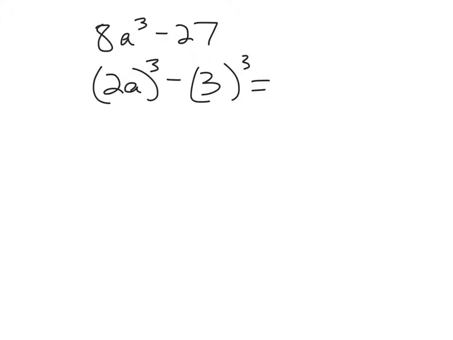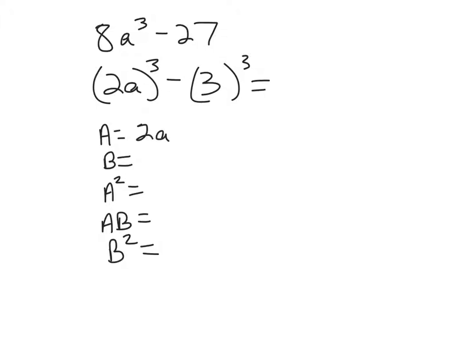And once we get that done, remember the 5 things we need are a, b, a squared, ab, and b squared. Well, our a and b are determined for us now. They're 2a and 3. Those are the things that are being cubed.